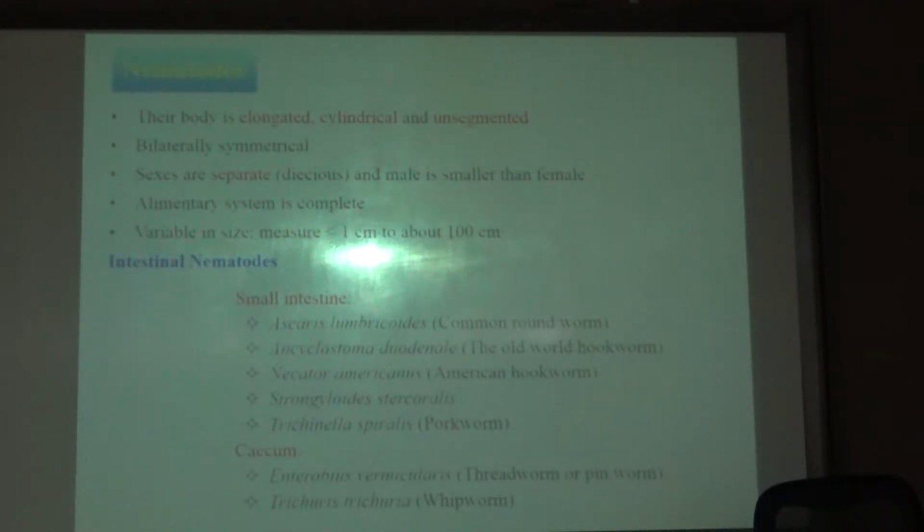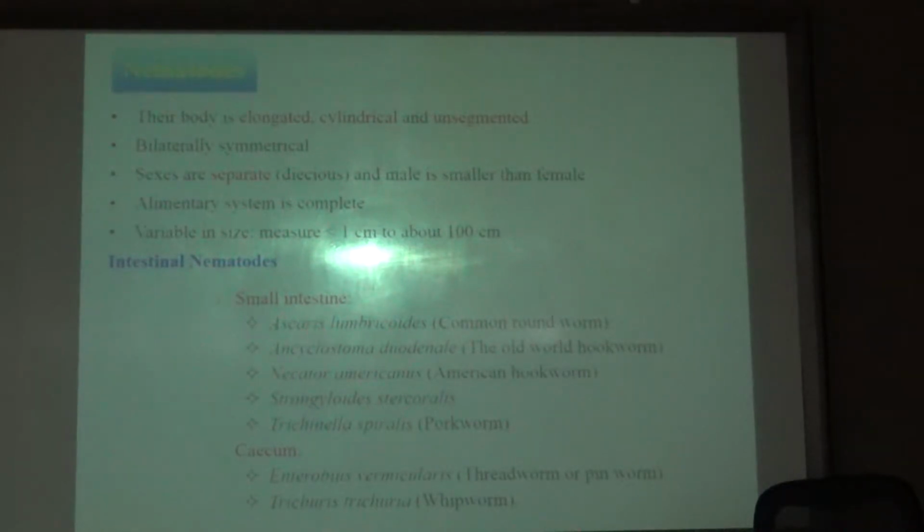Alimentary system is complete. This is also a difference from the trematodes and cestodes. Size is variable, less than 1 centimeter to about 100 centimeters. Important organisms: Ascaris lumbricoides, Ancylostoma duodenale, Necator americanus, Strongyloides stercoralis, Trichinella spiralis, etc.